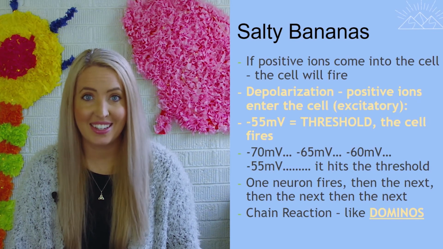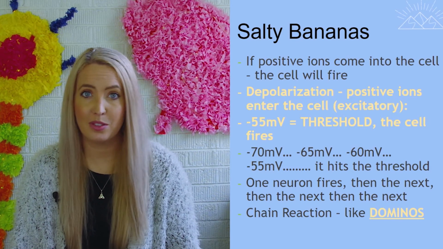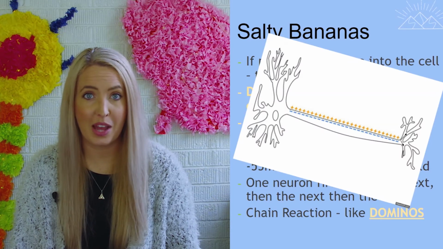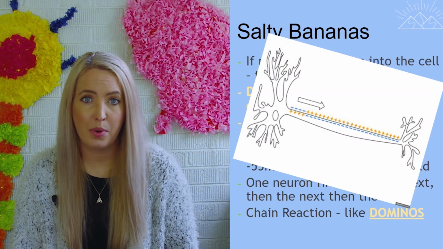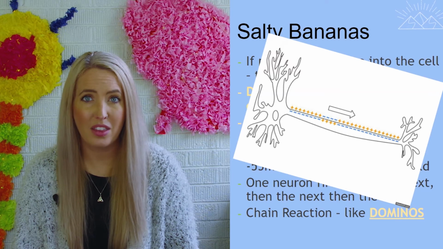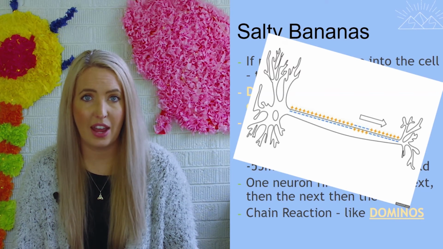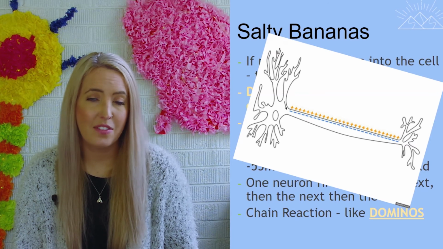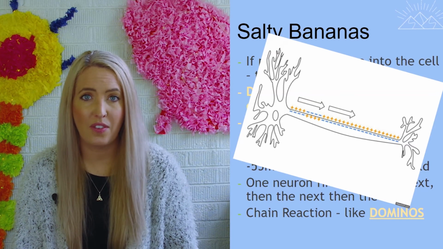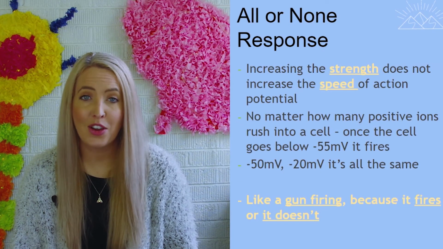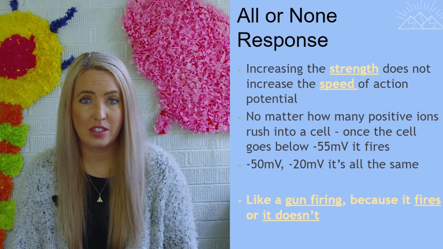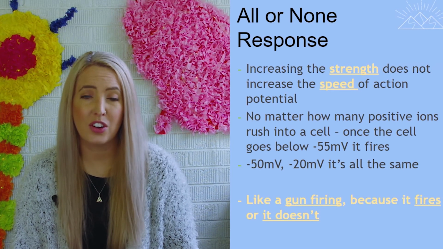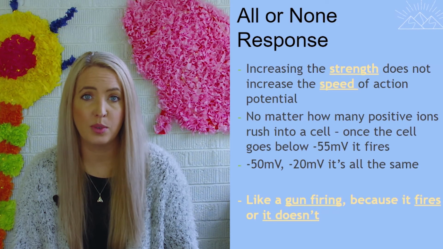And the whole process continues kind of like dominoes. Once it gets started, there's really no stopping it. One important thing to remember is that increasing the strength does not increase the speed of an action potential. What we mean by that is no matter the intensity of the message, the neurons are still going to fire at a similar rate. As long as it hits negative 55 millivolts, the cell will fire. We refer to this as the all or none response.